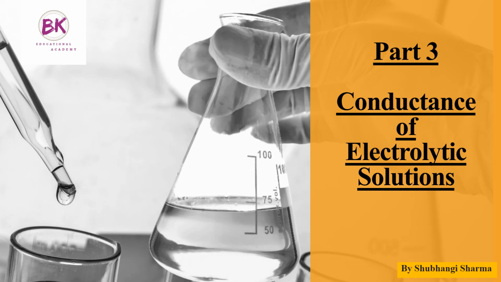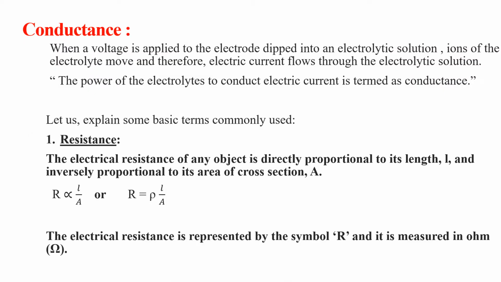Welcome class 12th students. In the third part of the chapter Electrochemistry, today I will discuss the topic conductance of electrolytic solutions. First of all, the term conductance: when a voltage is applied to the electrodes dipped into an electrolytic solution, ions of the electrolyte move and therefore electric current flows through the electrolytic solution. The power of the electrolytes to conduct electric current is termed as conductance.